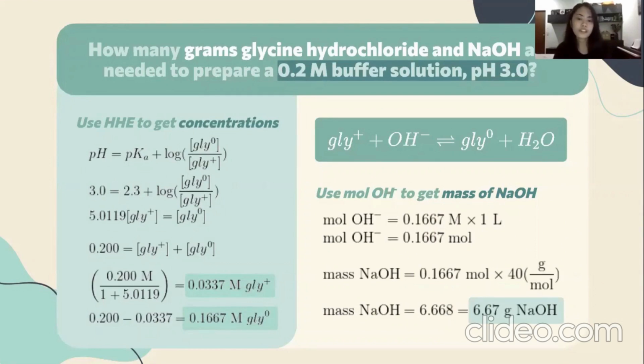We then need to calculate the moles of hydroxide needed in order to obtain this concentration of neutral glycine. In order to do that, we multiplied the relevant concentration by the target volume, giving us 0.1667 moles of hydroxide. Lastly, to get the mass of sodium hydroxide needed, we multiply this value by the molecular weight of sodium hydroxide, giving us 6.67 grams.